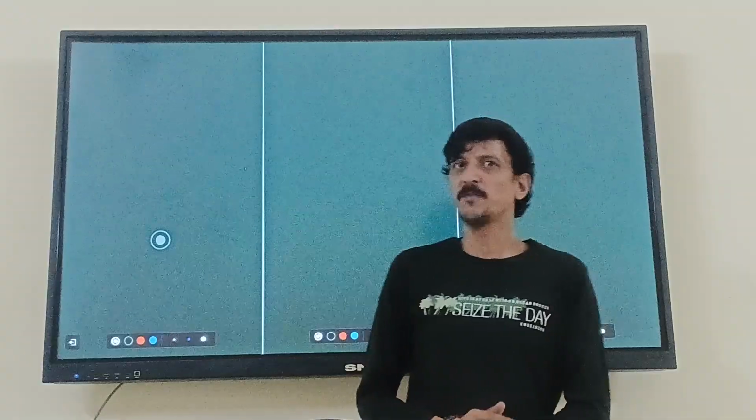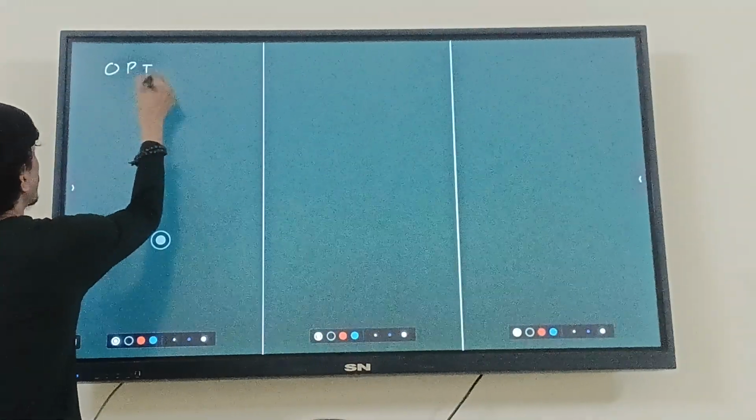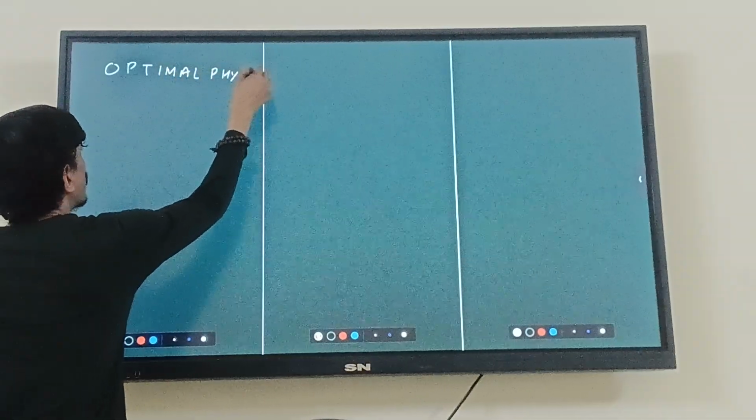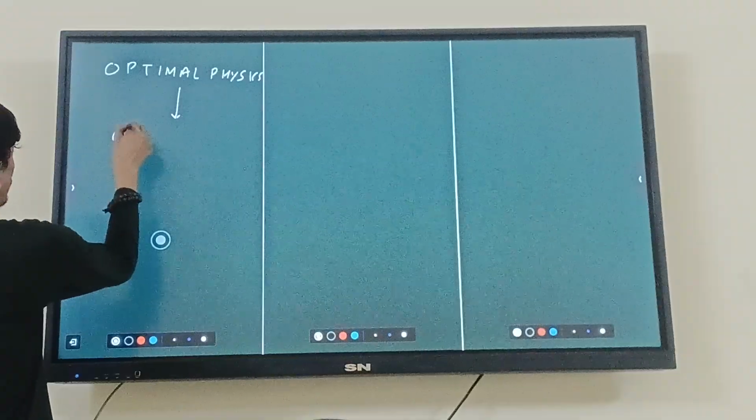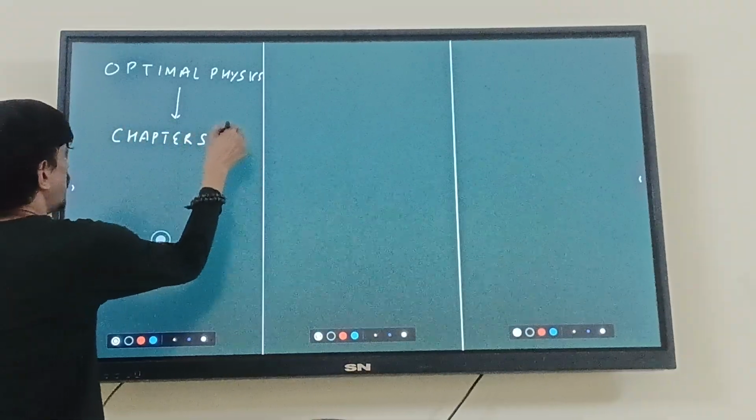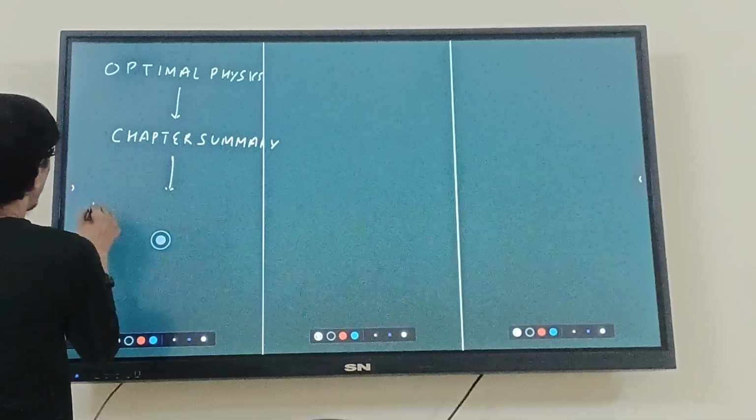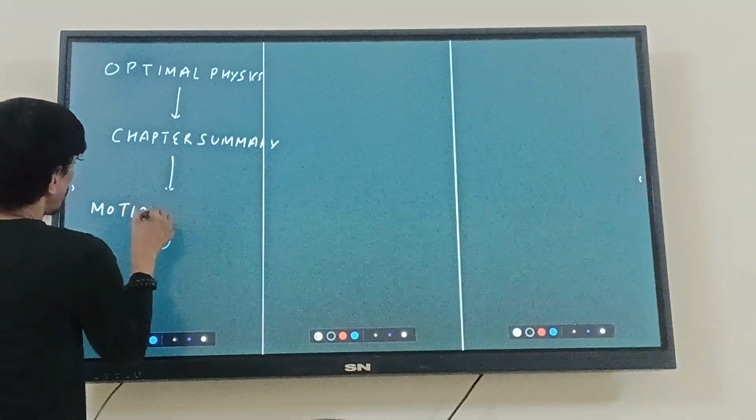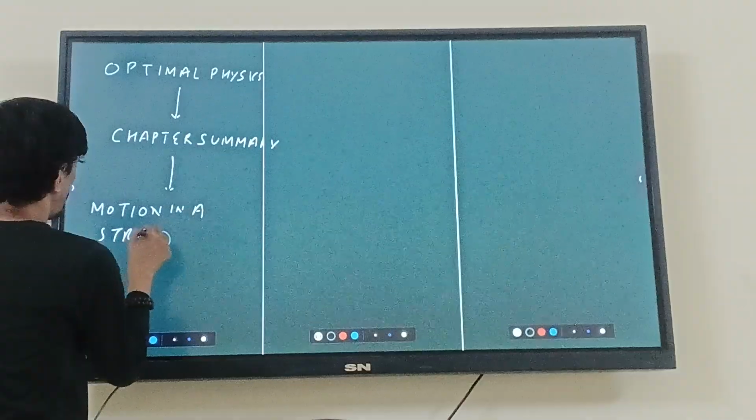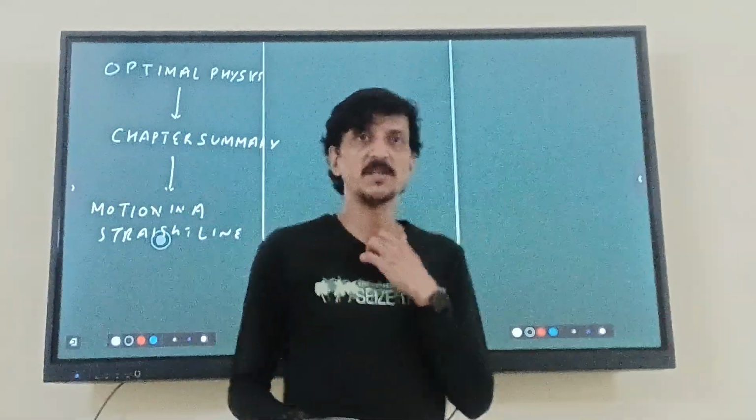I am going to discuss a summary of the chapter Motion in a Straight Line. So let's begin with the summary. This is part of the optimal physics program, and today I am going to discuss the chapter summary. This summary is from chapter number 2, which is motion in a straight line. So let's begin with the chapter itself.